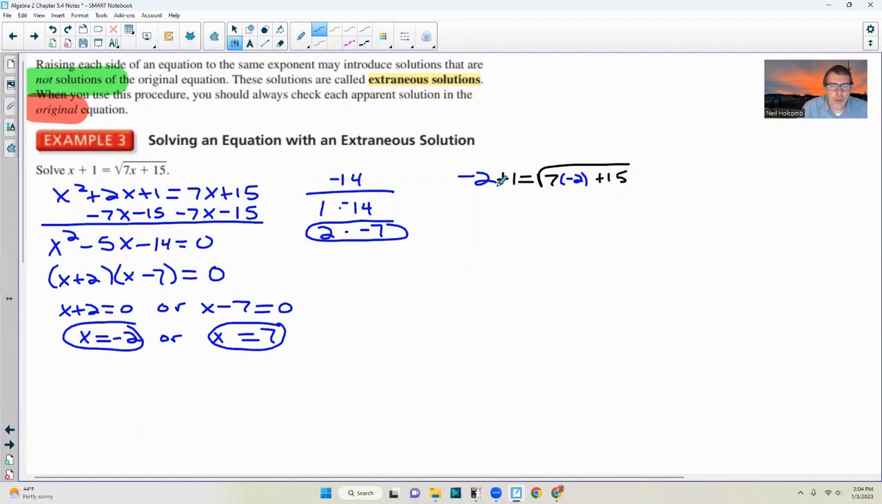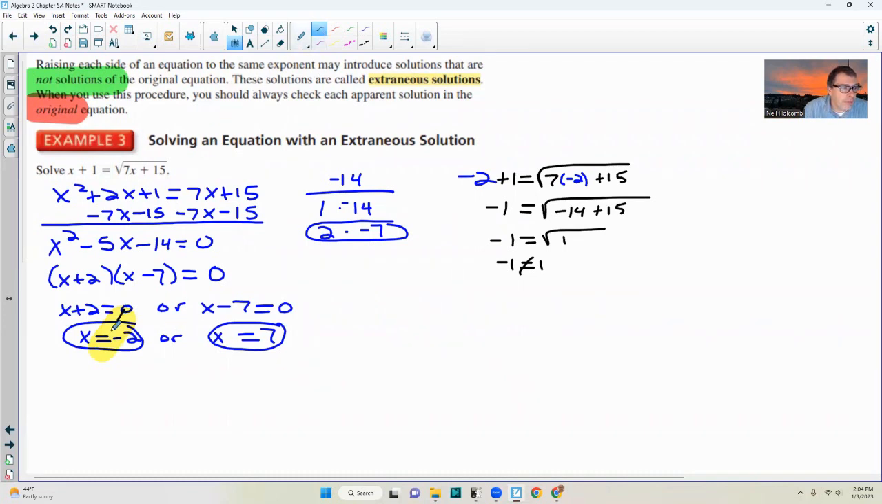Okay, so I'm just trying to show this really clearly. Negative 2 plus 1 is negative 1 equals the square root of negative 14 plus 15. Negative 1, oh, there's a problem right there, equals the square root of 1. Negative 1 equals 1, and no, it does not. So this is an extraneous solution. Okay, I did not do that, by the way.